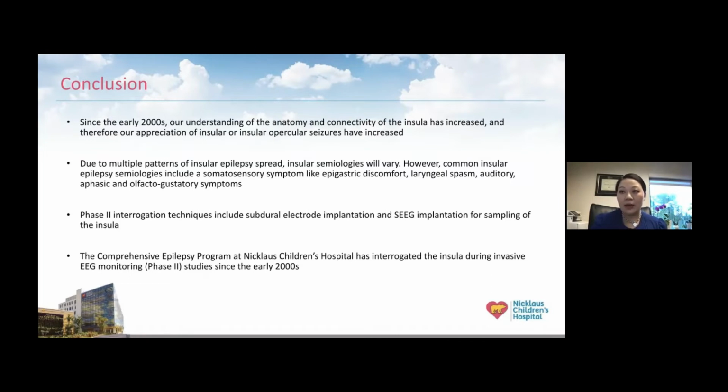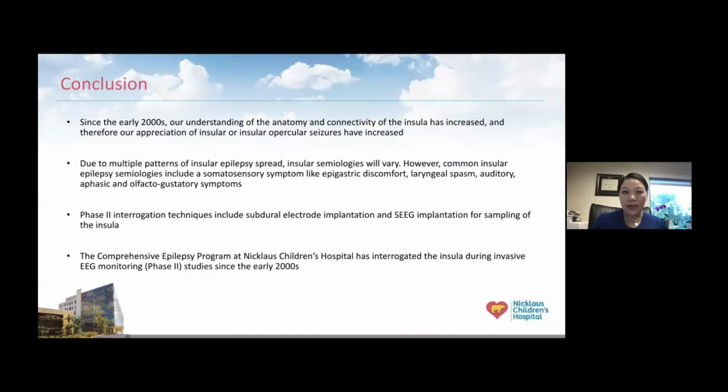And of course, the comprehensive epilepsy program at Nicklaus Children's Hospital have really started interrogating the insula using phase 2 evaluations or invasive EEG evaluations and monitoring since the early 2000s. And over the years, we've had more and more understanding of insular epilepsy and insular opercular epilepsy, and also started to understand the predictors of possible positive insular sampling.